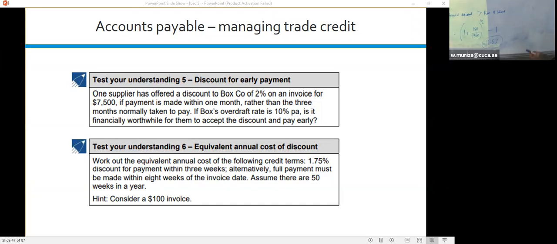Equivalent annual cost of discount. You do not need to compare anything, just calculate the annual discount. And you are assuming that there are 50 weeks in a year instead of 52. Even if you are not using 100, you can take the percentages as well. The discount is 1.75%, so the remaining 98.25 is the amount left to pay. In both the ways you can do.